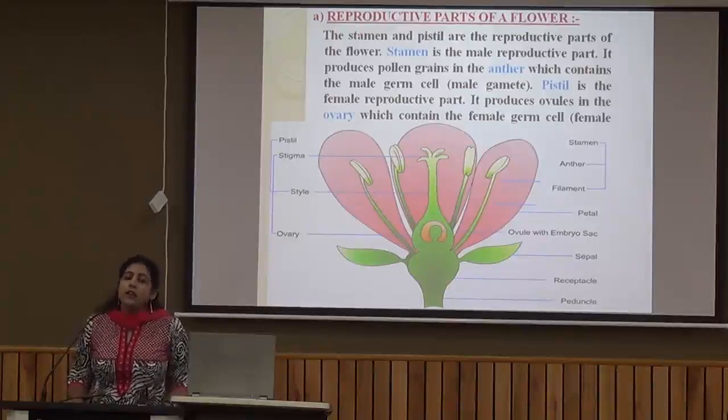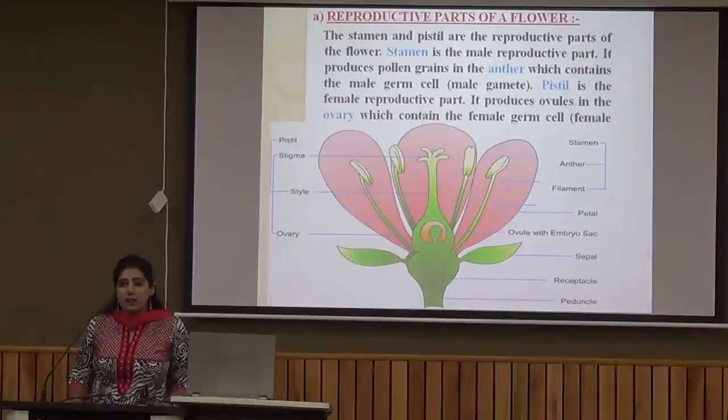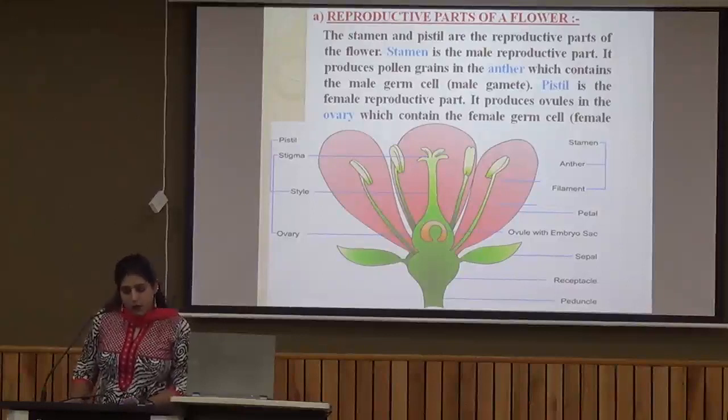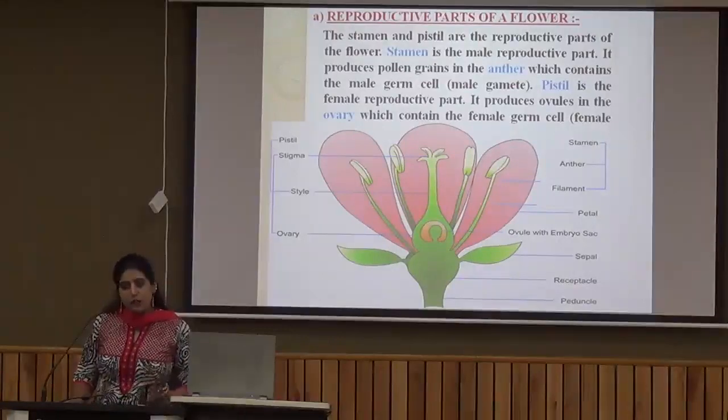Now the anther contains the male reproductive part of a flower, that is pollen grain. Below it you will see there is sepal, which is two green leaves present on it, and petal, the red colored leafy part, which is for the protection of a flower.